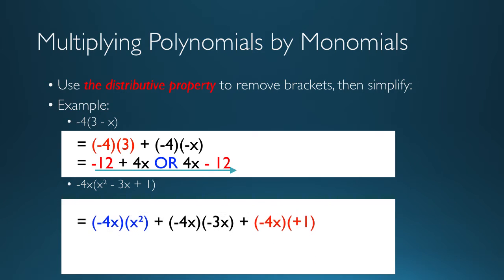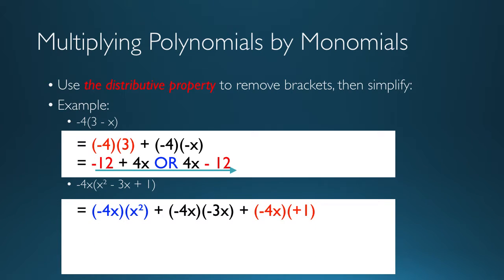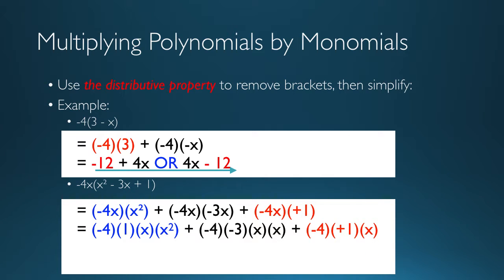Okay, let's take a look at it. Negative 4x needs to be multiplied by every term inside the bracket. So it needs to be multiplied by x squared, by negative 3x, and by positive 1. So negative 4 is being multiplied by the invisible positive 1 coefficient that's with the x squared, and x is being multiplied by x squared. So that would give us negative 4x to the power of 3.